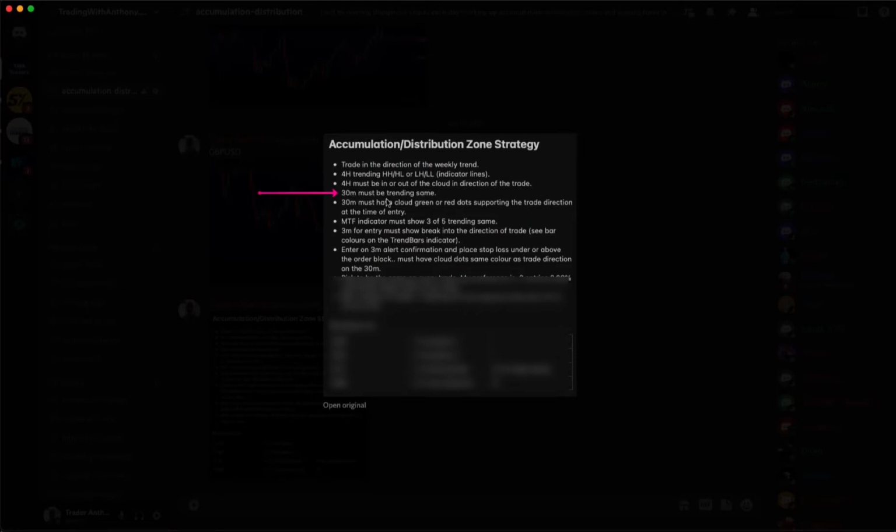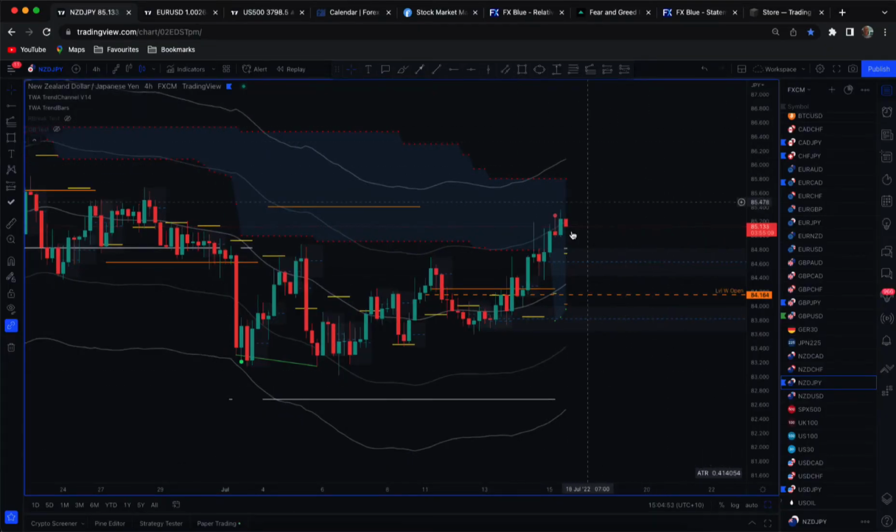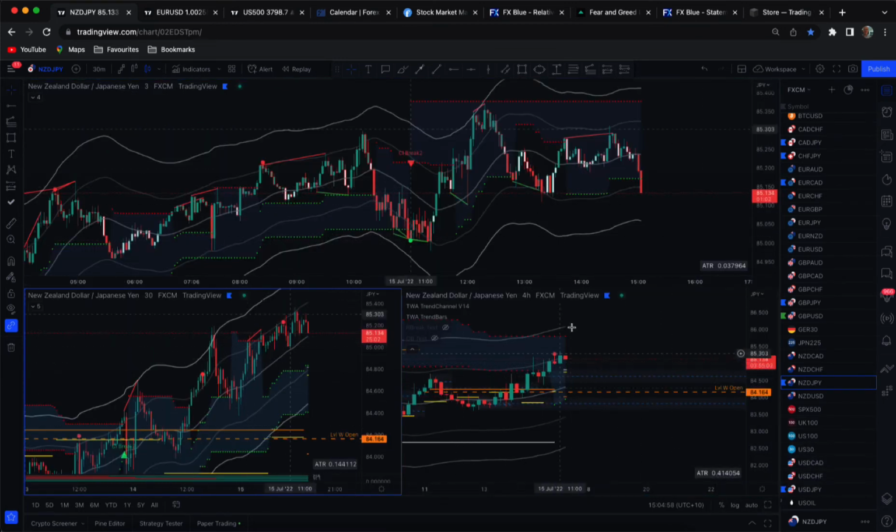The 30-minute must be trending the same, and must have a green or red dot supporting the trade direction at the time of entry. What that means is, now we go down to the 30-minute. The 4 hour is all good. We're trading above our weekly open. It's bullish. We've got a trend. We go to the 30-minute chart over here. Well, if you want to, you can do that.